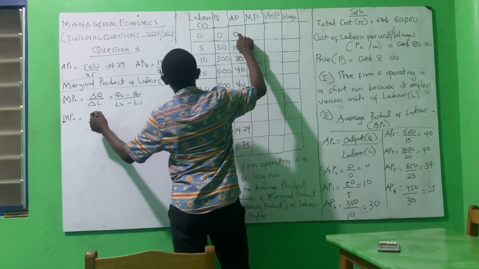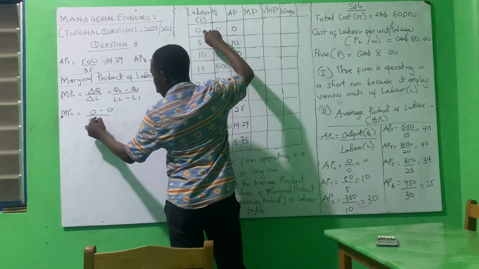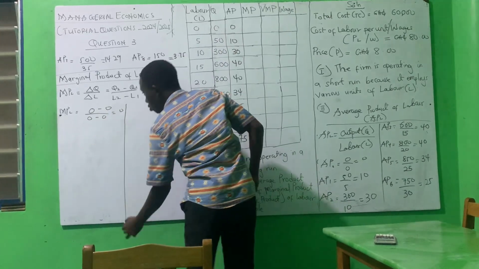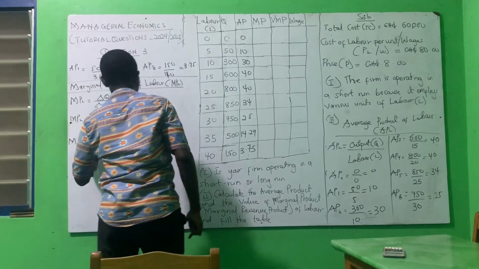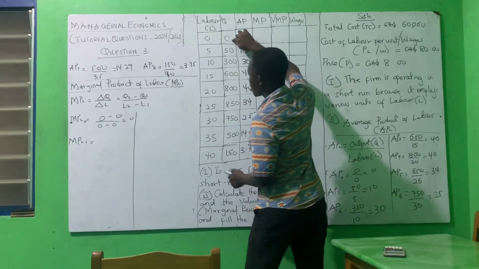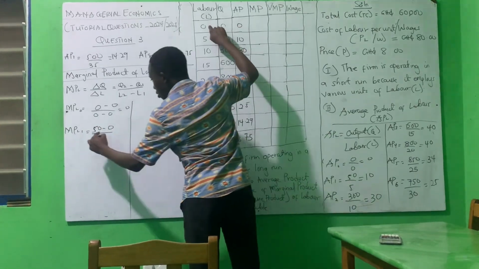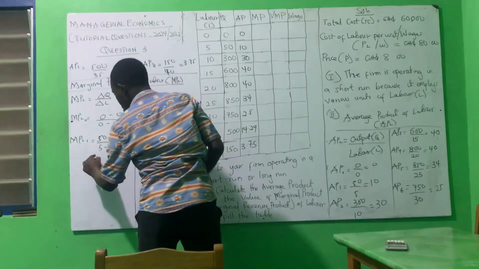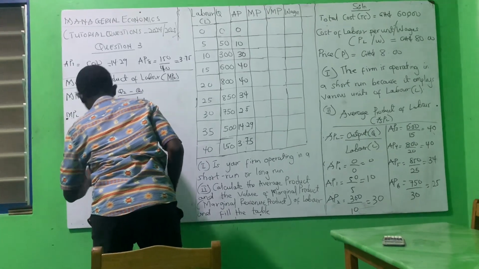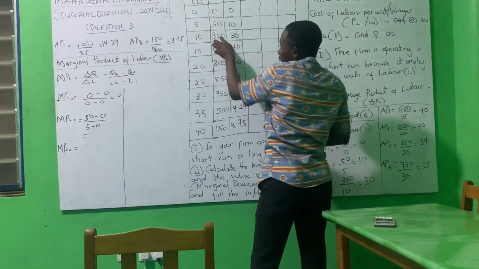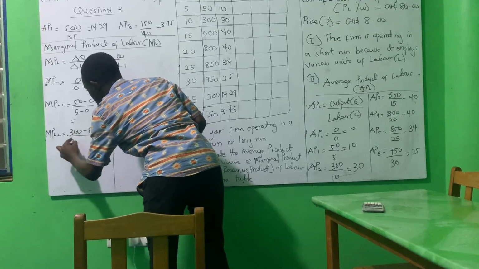We start with the first one. The current K is 0, previous we don't know, 0. Labor current is 0, previous is 0. So we have 0 here. Then MPL1: 50 minus 0, current minus previous, over 5 minus 0. Then MPL2: 300 minus 50 over 10 minus 5.